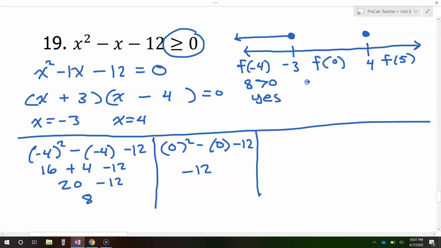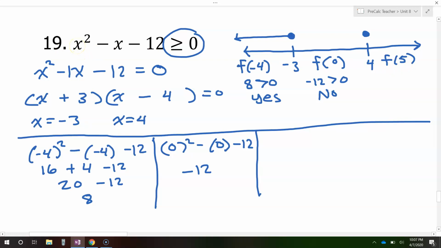So I've got -12. Is that greater than 0? Well, that's a big fat no. All negative numbers are less than 0. So that means 0 is not a solution, which means none of the values in between -3 and 4 are solutions. So now let's check the value of the function at 5.